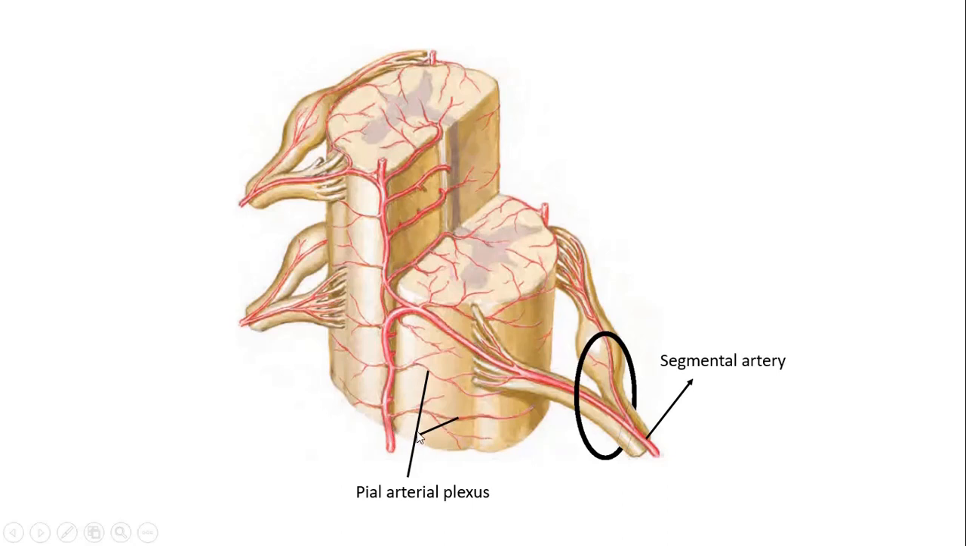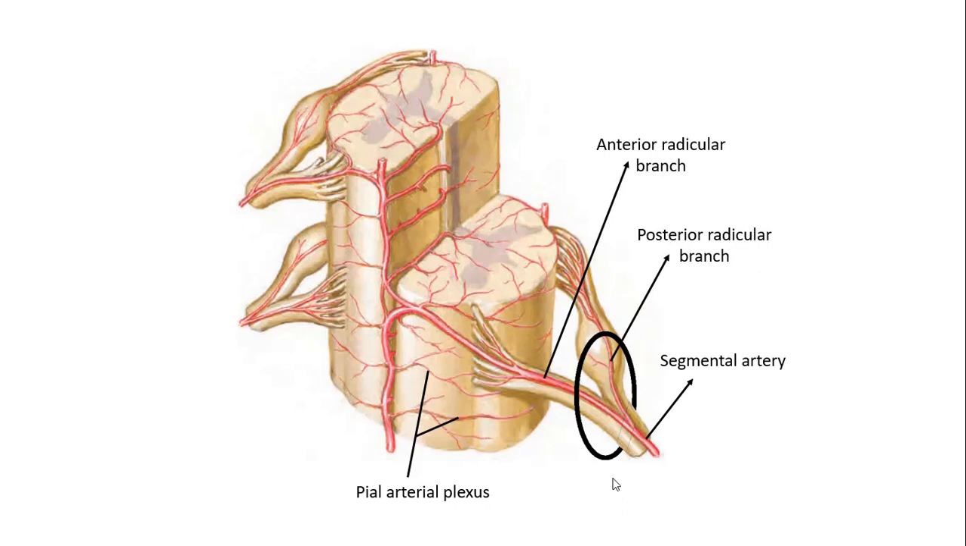The segmental spinal arteries send anterior and posterior radicular branches. This one is the anterior radicular branch and this one is the posterior radicular branch to the spinal cord along the ventral and dorsal nerve roots. Most anterior radicular branches are small and end in the ventral nerve roots, here you can see, or in the pial plexus of the cord.